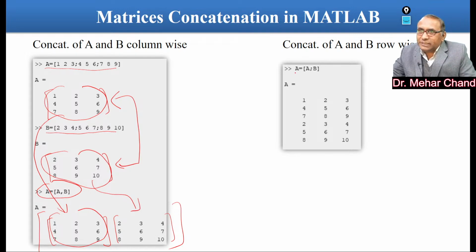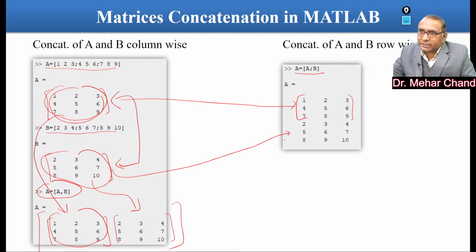When you are using this statement, A is equal to A semicolon B, as you know, semicolon is used to break the row. So the B matrix will be below the A matrix. This A matrix will appear at the top, this is the A matrix, and this is the B matrix. So when you use this statement, we have it in this way.